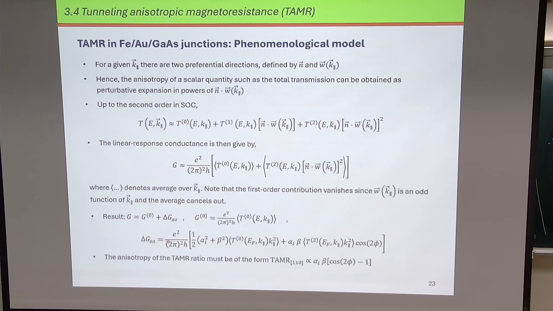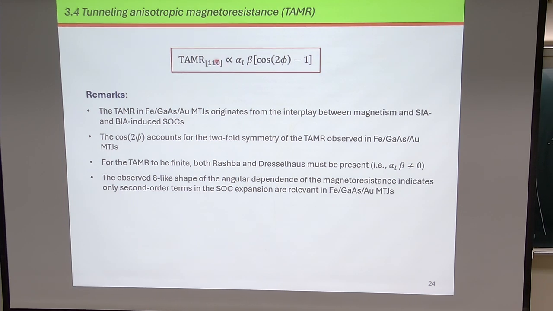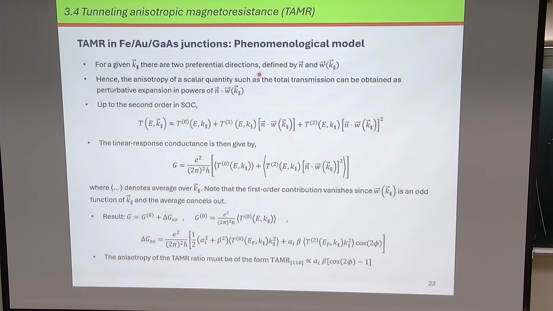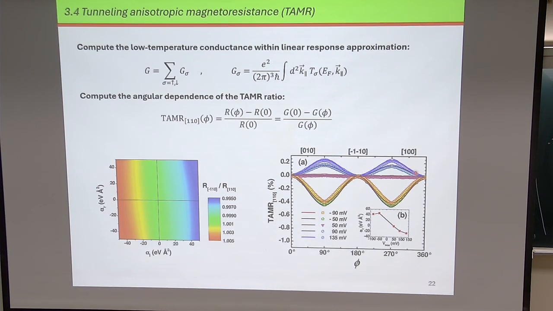And then you end up with this expression, that the conductance has an isotropic part, which doesn't depend on spin orbit coupling, and an anisotropic part, which depends on the cosine of 2 phi. You put this conductance in the equation for the TMR, and you just get this. The TMR is proportional to the product of alpha, beta, and the cosine of 2 phi minus 1. This cosine of 2 phi gives you the two-fold symmetry, and you will have TMR only if you have both alpha, Rashba, and beta, Dresselhaus, because otherwise the product alpha beta would be 0. If the product of alpha and beta is different from 0, then you will have this effect. And you can see this cosine of 2 phi dependence here.